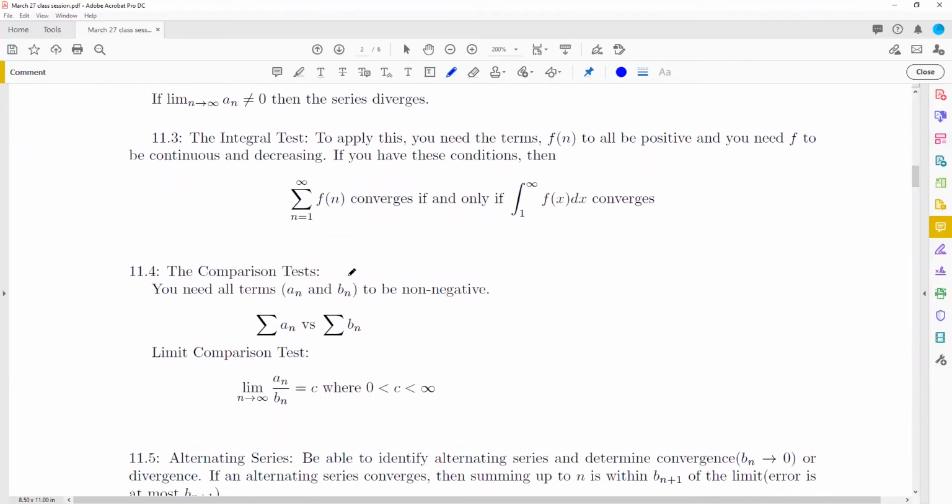Then in 11.4, we're talking about different comparison tests for sequences. The most important one is the limit comparison test. Well, the other ones are important too. The important thing is that you're comparing the terms in the sequence. Which is larger, the a_n's or the b_n's? You're not comparing the series, you're comparing the terms, not the series.